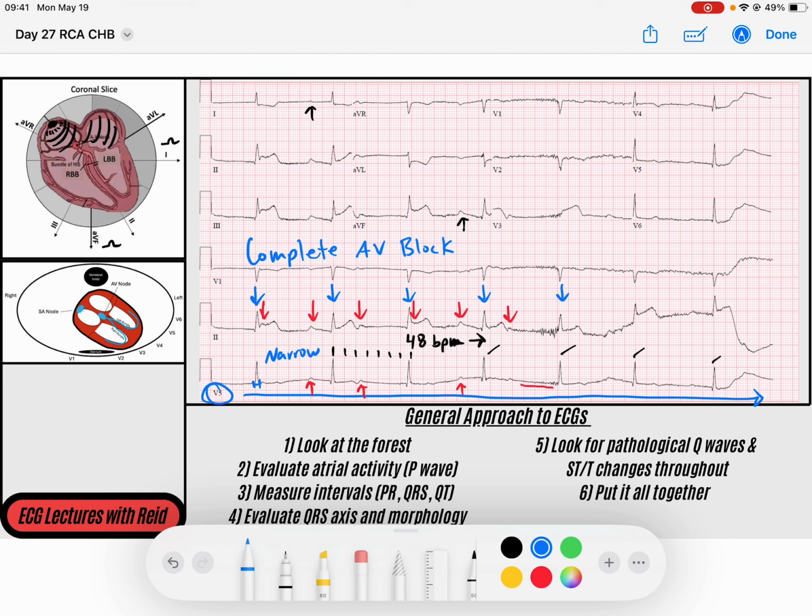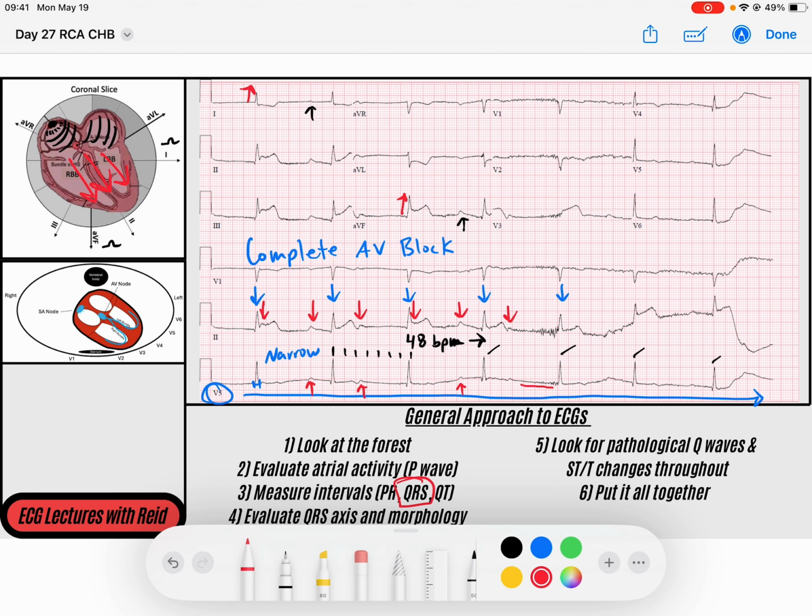Like everything, we need to continue our algorithm. We can't stop here at the first obvious issue. Next thing we need to do is look at our QRS complex. We said our QRS was narrow. The QRS is upright in lead 1, and it's upright in lead AVF. So that's our QRS axis. That tells me that the QRS is depolarizing down and to the left, which is normal. So we have a normal QRS axis and a narrow complex rhythm.